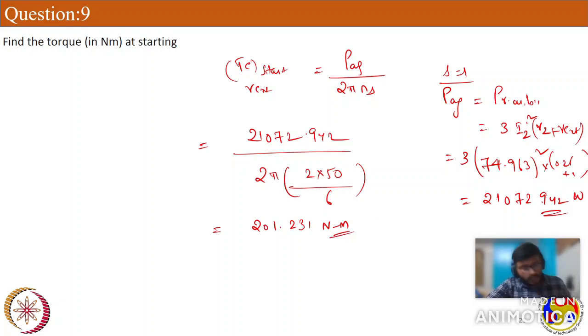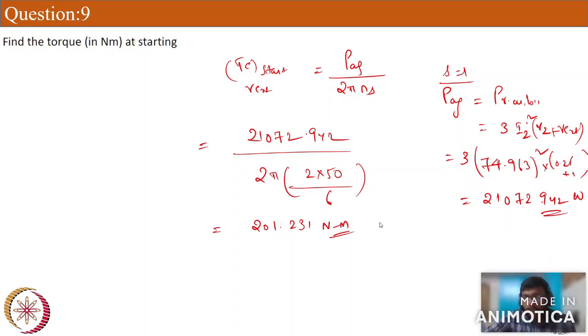So the change you have observed in this condition is that whenever you add external resistance, your starting torque has improved and the power factor has improved. What is the torque we got at the starting? We got 97 something. Here it is 200. Starting torque has improved.